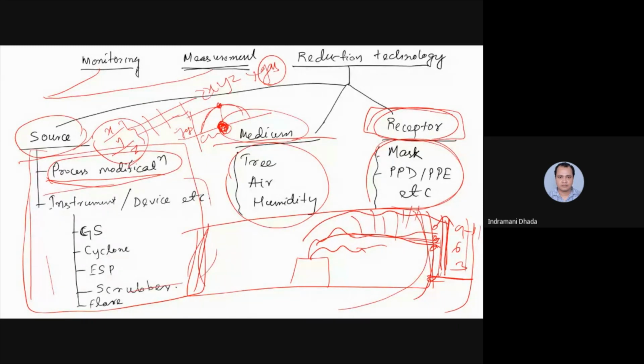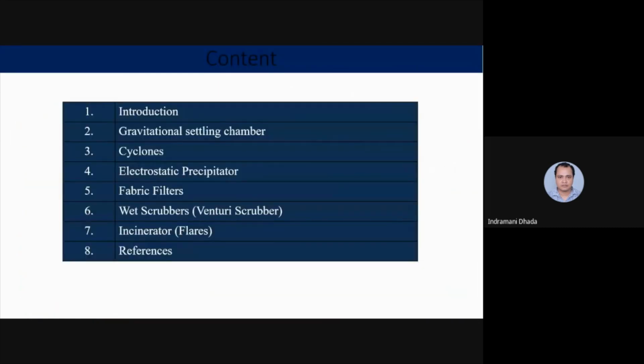Now coming to the instruments and devices through which you can additionally trap some gases or particles. There are certain instruments for particulate matter and some instruments for gases. For particulate matter we use the gravity settling chamber, cyclone or electrostatic precipitator. And for gases we have the scrubber or flare. So let us go one by one.